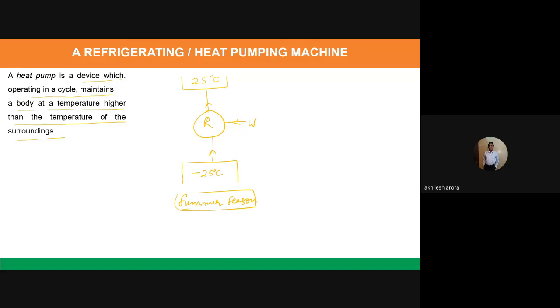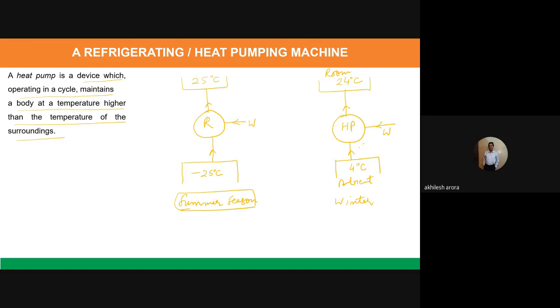Now what happens in case of winters? Suppose this is the room actually. I am considering a room, and here I have a heat pump. This is a heat pump, and here you can say this is the ambient temperature. In case of winters, the ambient temperature goes as low as 4 degrees Celsius, and we want that the room should be maintained at a temperature which is well above the ambient temperature, which is 4 degrees in this particular case. So we would like that the temperature here should be around 24 degrees Celsius.